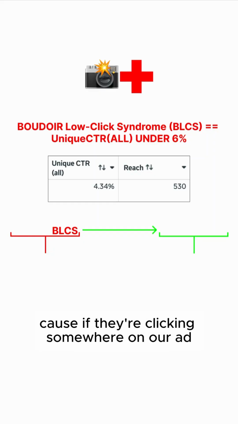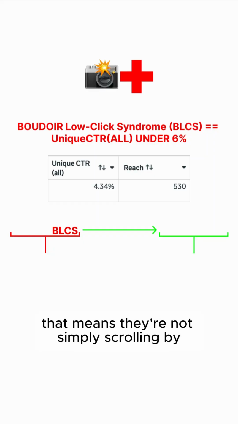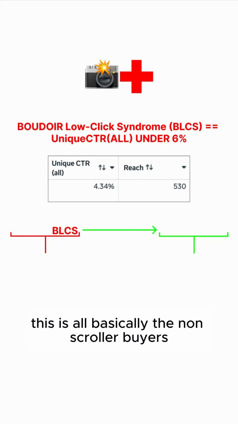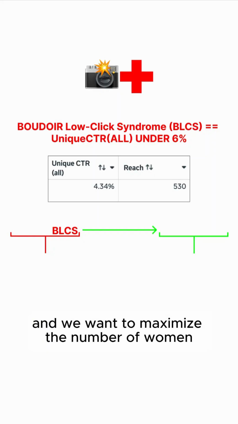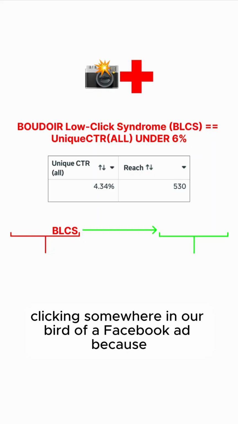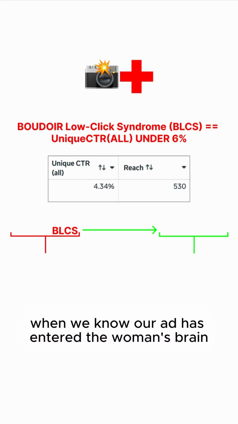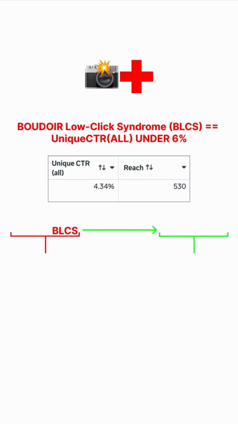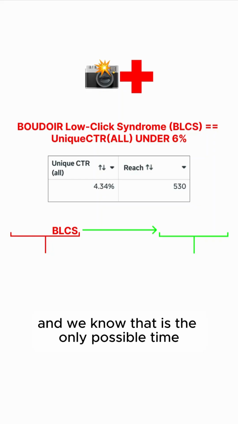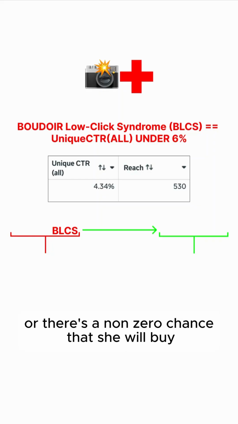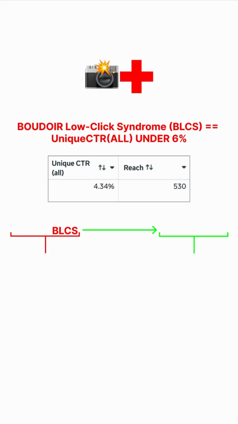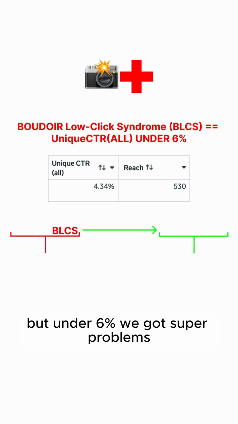And we care about this because if they're clicking somewhere on our ad, that means they're not simply scrolling by. This is all basically the non-scroller buyers. And we want to maximize the number of women clicking somewhere on our boudoir Facebook ad because that is when we know our ad has entered the woman's brain and we know that is the only possible time she will buy, or there's a non-zero chance that she will buy. So we got to get this number as high as possible, but under 6%, we got super problems.